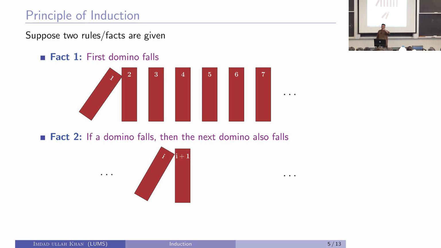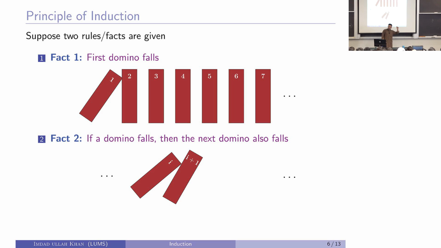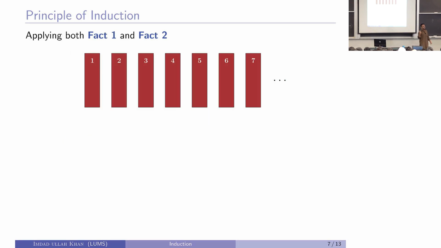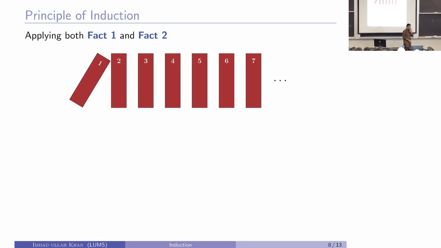I have infinitely many rules, and I apply them. What does fact 1 say? If I apply rule 1, what will happen? The first domino will fall. If I apply rule 2 now, what will happen? The second will also fall, because rule 2 says for any i, if the ith domino falls, then the I plus first domino also falls.